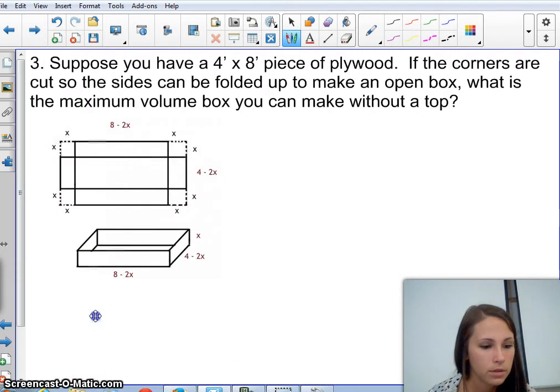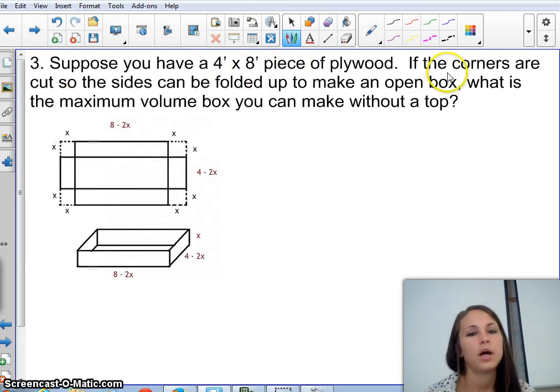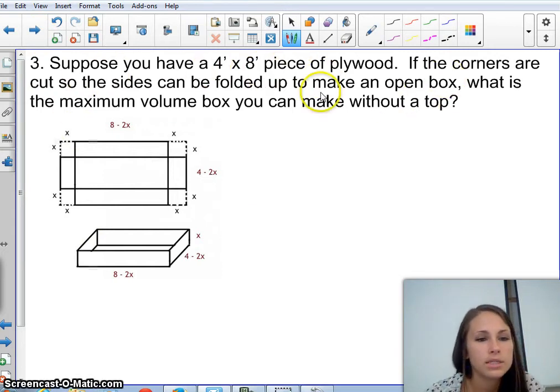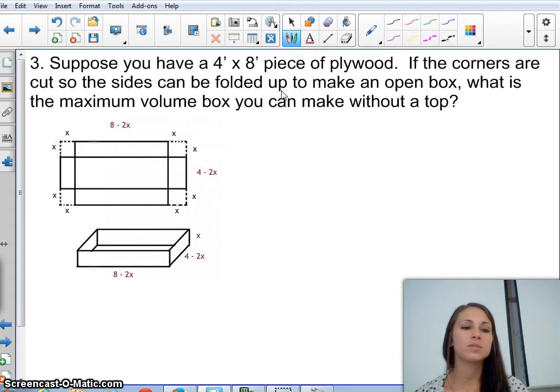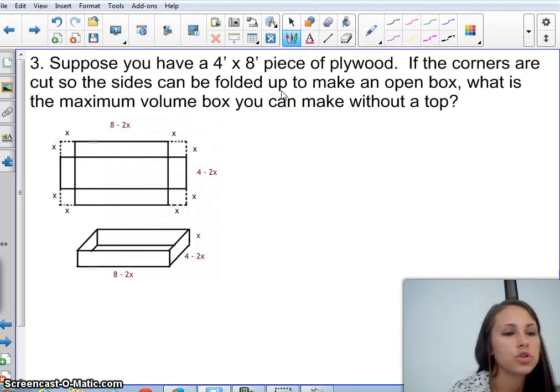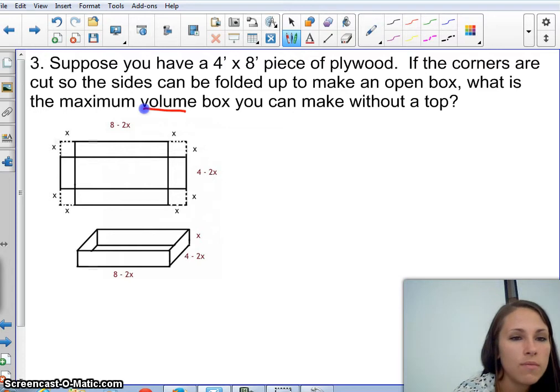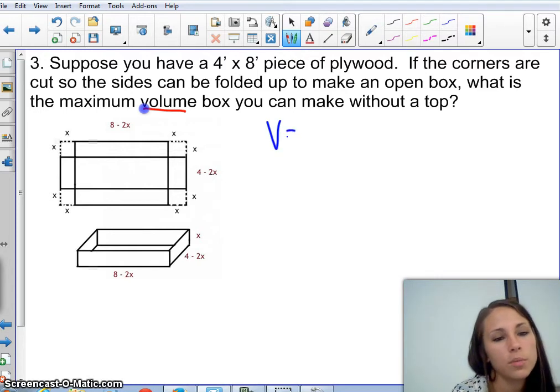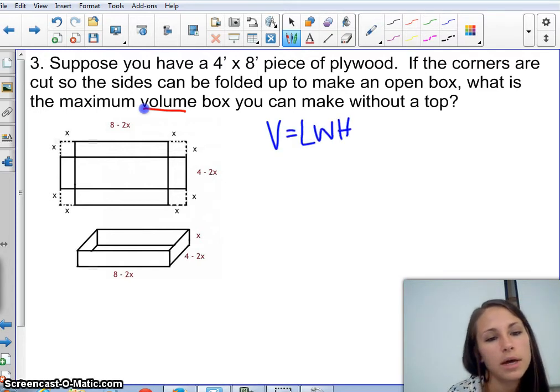Okay, number 3. This one says, suppose you have a 4 foot by 8 foot piece of plywood. If the corners are cut so that the sides can be folded up to make an open box, what is the maximum volume you can make without a top? If we're trying to find the maximum volume, I'm going to use the formula length times width times height again.